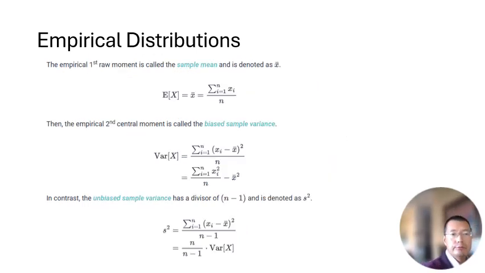The empirical first raw moment is called the sample mean and is denoted as x bar. The calculation is very similar to calculating the average or expected value. You just sum them up and divide by the total. And the empirical second central moment is called the biased sample variance. The concept is still very similar. Xi minus x bar, you square, then you sum it up, then you divide it by m.